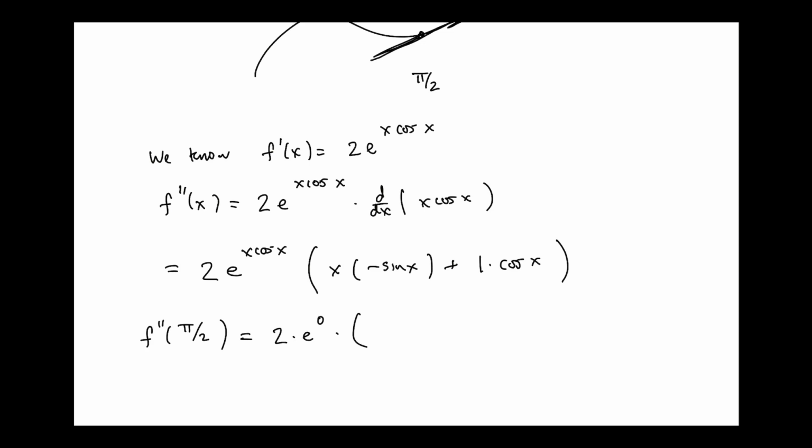Then what about all this other stuff? So if I plug all this mess in, what am I going to get here? I'll have pi halves times, what's sine of pi halves? 1, good. So I just get minus pi halves. And what's cosine of pi halves? 0. So what do I get here? I get negative pi. Whatever, I got a number.